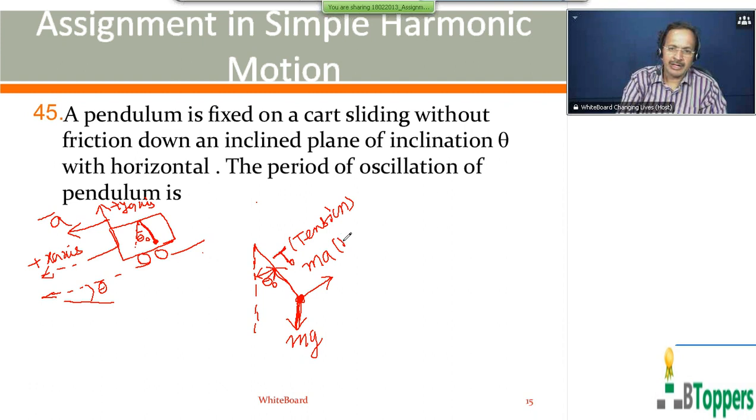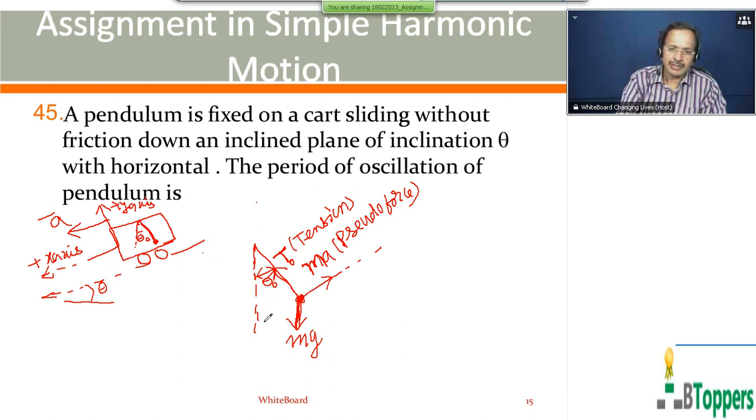The magnitude of the pseudo force on the bob with respect to the accelerated frame of reference fixed to the cart is equal to the mass of the bob into the magnitude of the acceleration of the cart. The direction of the pseudo force will be opposite to the direction of the acceleration of the cart. The acceleration of the cart is down the inclined plane, parallel to the inclined surface, which makes an angle theta. So the pseudo force acts parallel to the inclined surface.